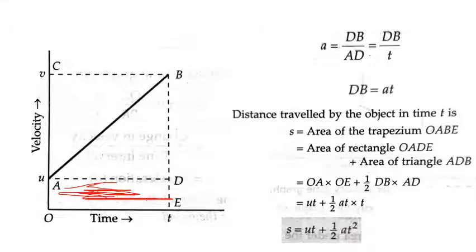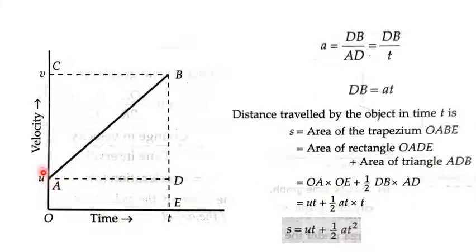So area of this OADE. Area of rectangle equals the length OA times the breadth OE. Next, area of triangle. Area of triangle equals half times the height, which is dB, times the base of the triangle AD. Half of dB times AD. So what does your OA represent?